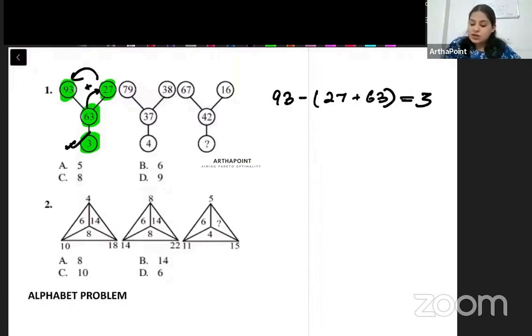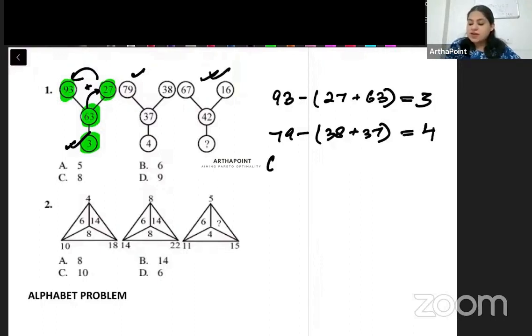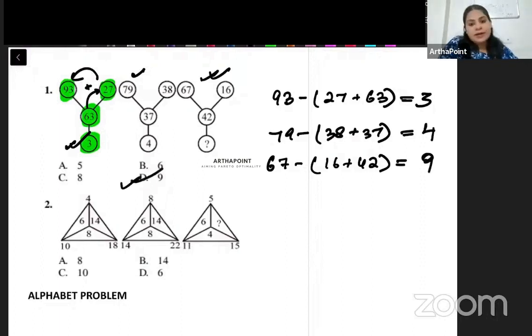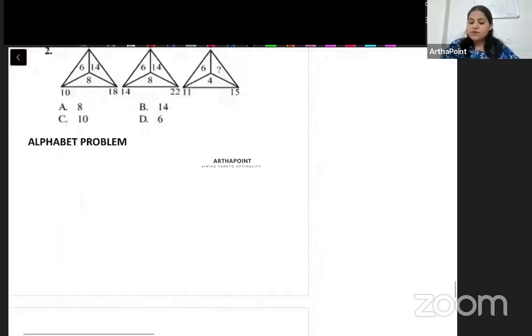Similarly, try here, beta. 79 minus 38 plus 37, if you do, you will get 4. So in that sense, if I have to fill this, it will be 67 minus 16 plus 42. And when you do this, you will get 9. So answer to this question will be 9. Try the next question, beta.